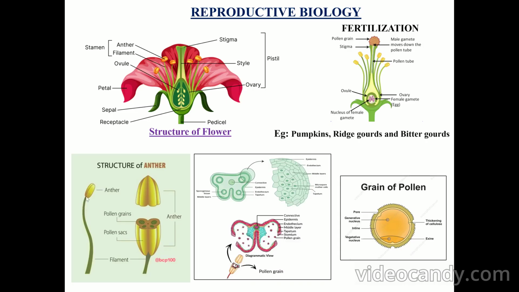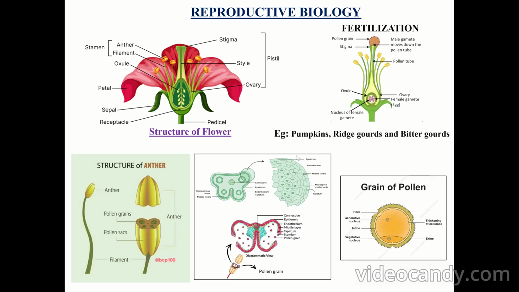Anther has the long filament and the two anther lobes. These two anther lobes are connected by a tissue called the connective tissue. When you bisect this anther, you can see the four pollen sacs, which are also called pollen mother sacs.